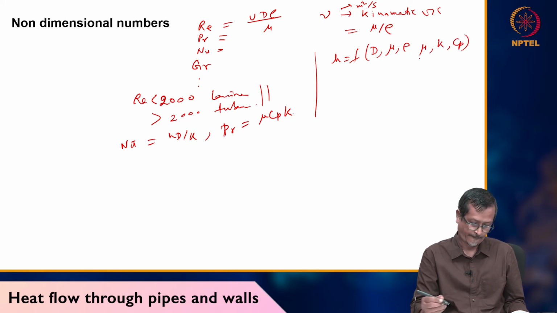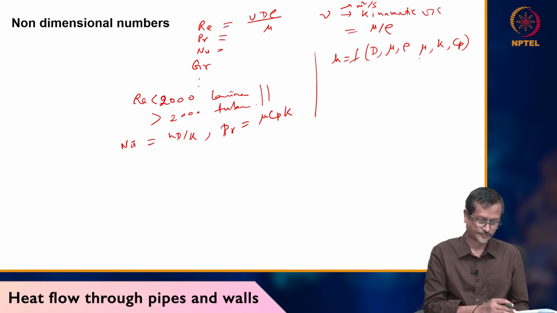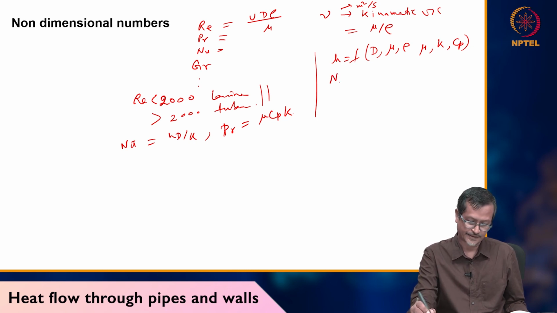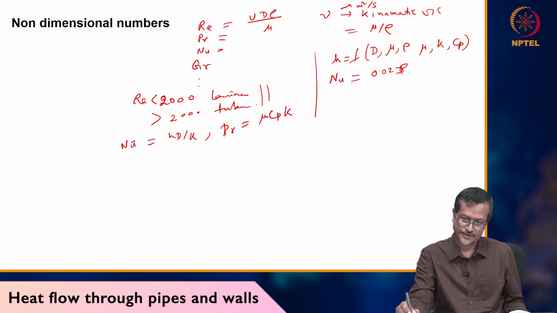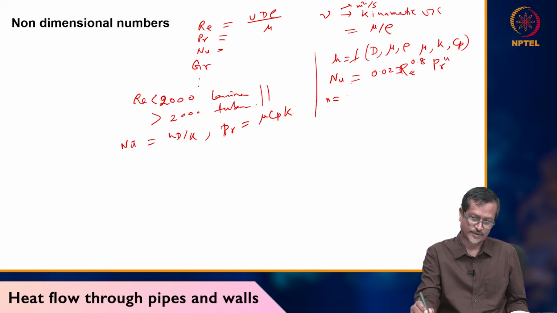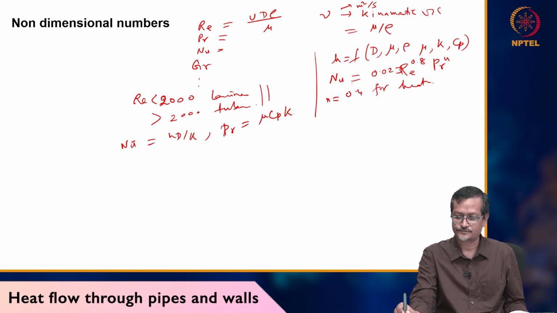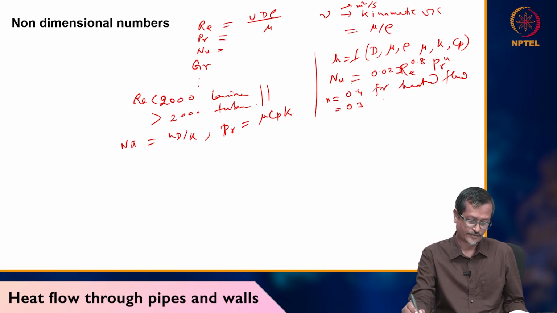Okay, and for Nusselt number and Prandtl number, many formulas may be there, but one formula is this: Nusselt number equals 0.023 Reynolds number power 0.8 Prandtl number power n. So n equals 0.4 for a heated fluid, and equals 0.3 when the fluid is cooled.